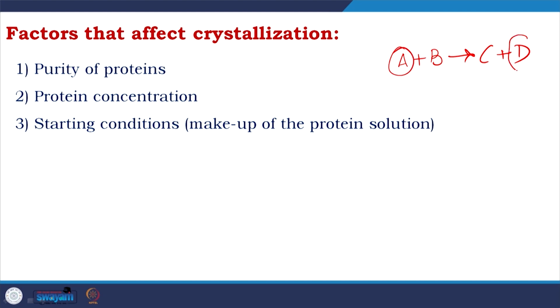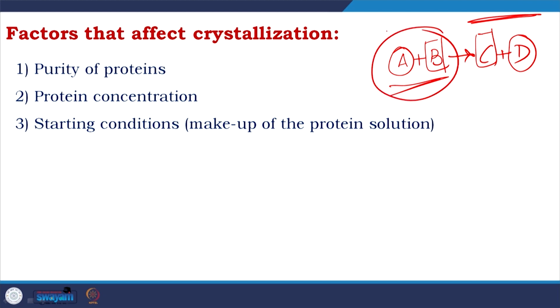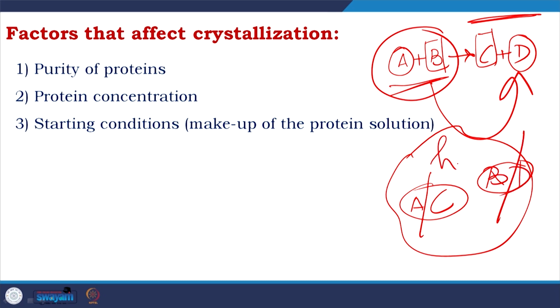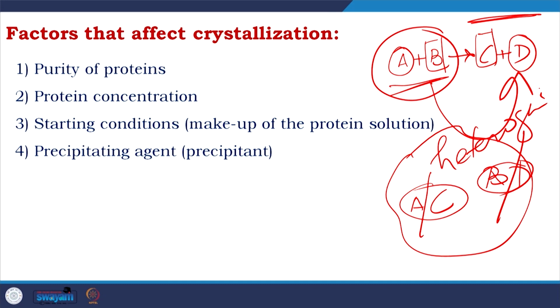A and D, or B and C. You never take A and B, or C and D, because when you take A and B, your enzyme will convert it to C and D, and then on one side there would be A and C, and on the other side B and D. So, this would be a heterogeneous condition, and heterogeneous condition never supports crystallization.